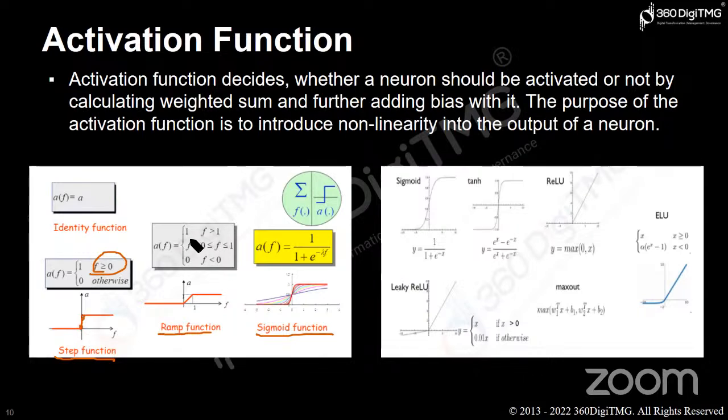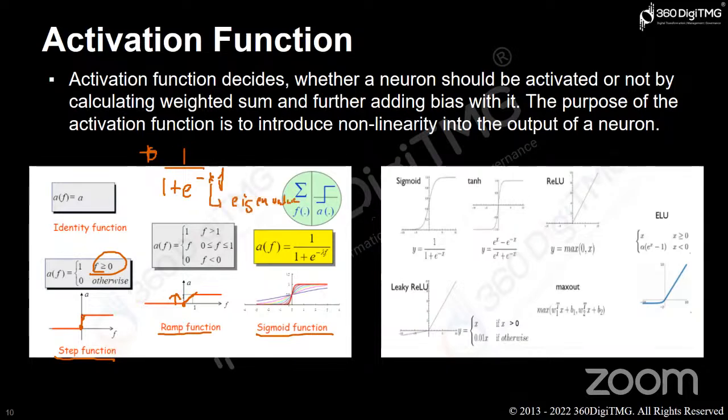And here you have a ramp. If f is greater than 1, it will go up by 1. If it is between 0 and 1, it will go up by the value of f. And if f is less than 0, it will stay at 0. And sigmoid functions are calculated using 1 plus e to the power of f. This is our identity.